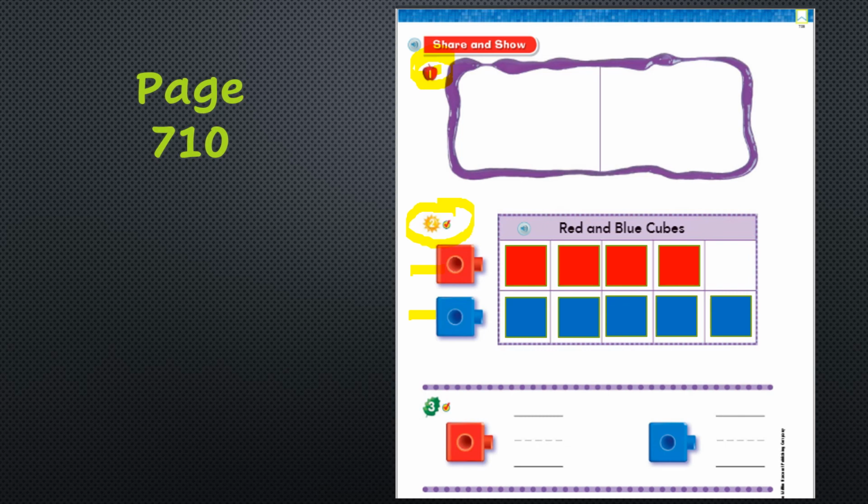All right, so first they want to know how many what? Red ones. 1, 2, 3, and 4 red ones. Okay, we have 4. We have 4 red ones. And how many blue ones? 1, 2, 3, 4, 5 blue ones. 5 blue ones. All right, so that's my graph.